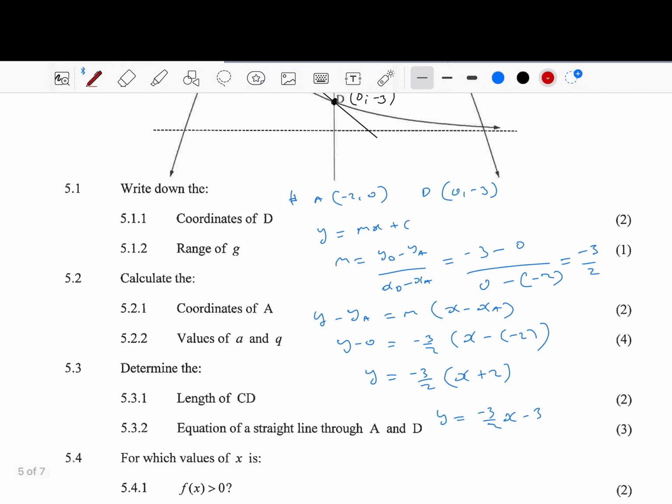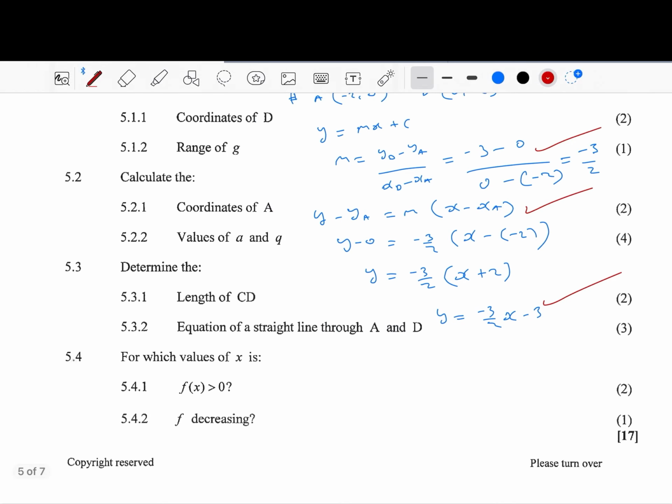And you get 3 marks, so you get a mark for that, you get a mark for the gradient, and you get a mark for substitution. Boom. So that's how you get your full marks.